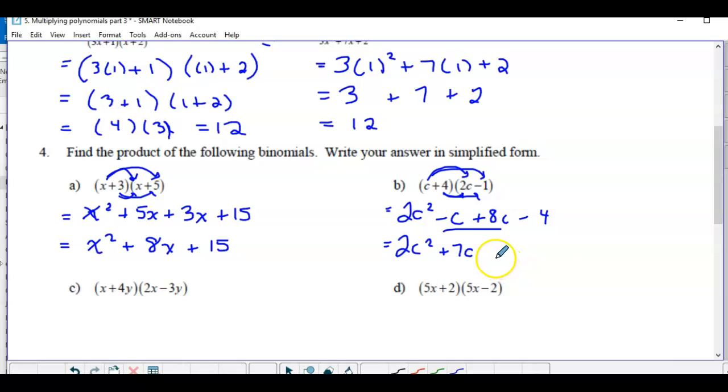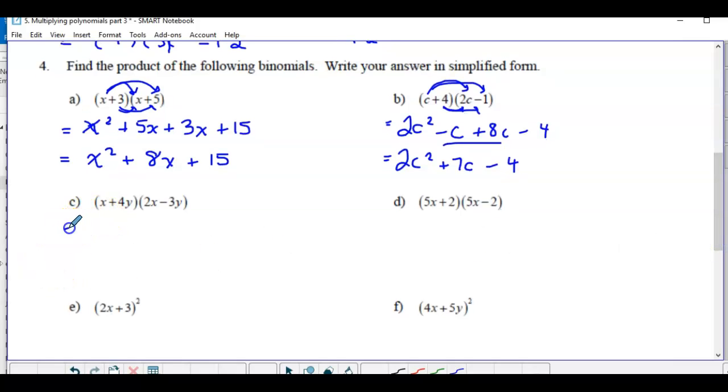-1 plus 7 is -1 plus 8 is 7, C. And you'll notice if the terms in each binomial are in descending order of degree and you follow this order of multiplication, then it will basically be in descending order of degree at the end.